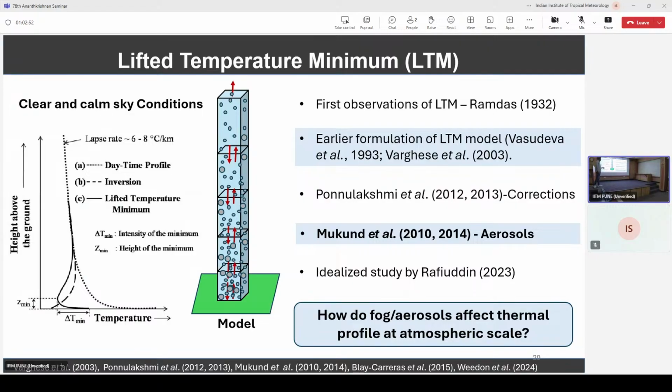Further, Mukund did extensive laboratory and field experiments and highlighted that the aerosol can play a key role. I took forward the study done by Rafiuddin, and from the field experiment and the numerical solution, we found one by one that they are because of the aerosol vertical profiles.